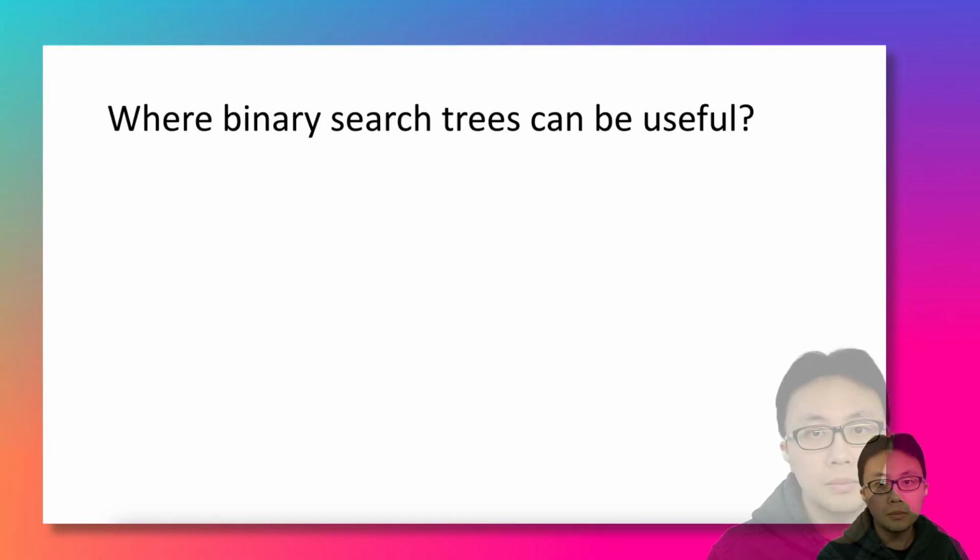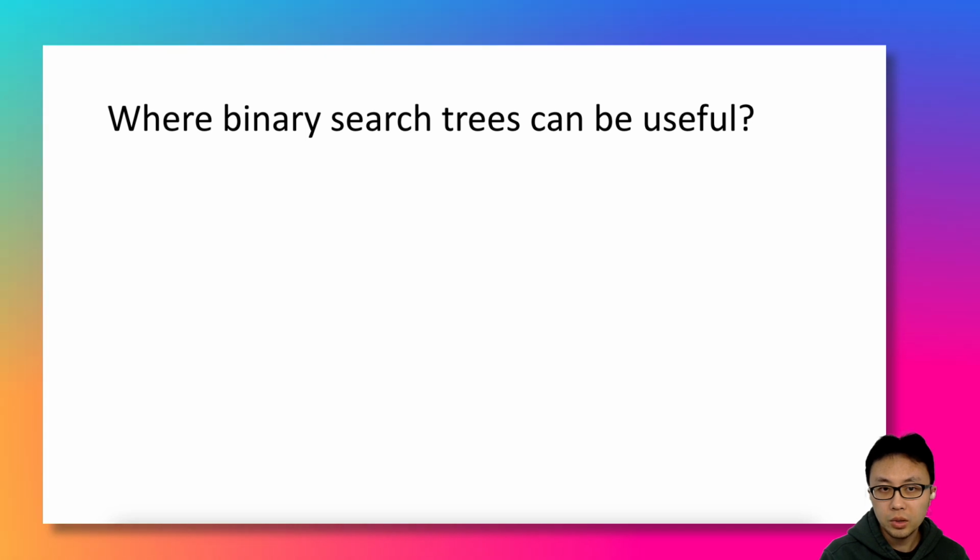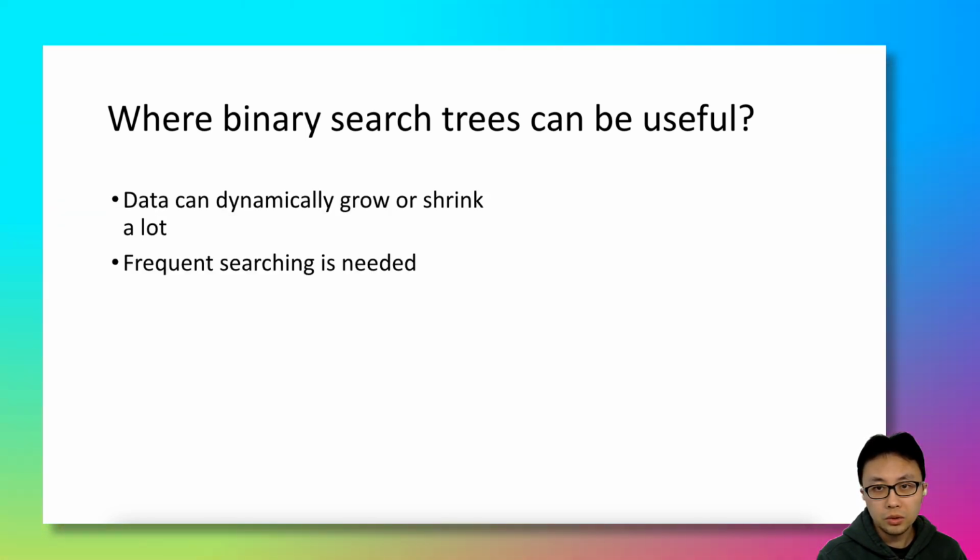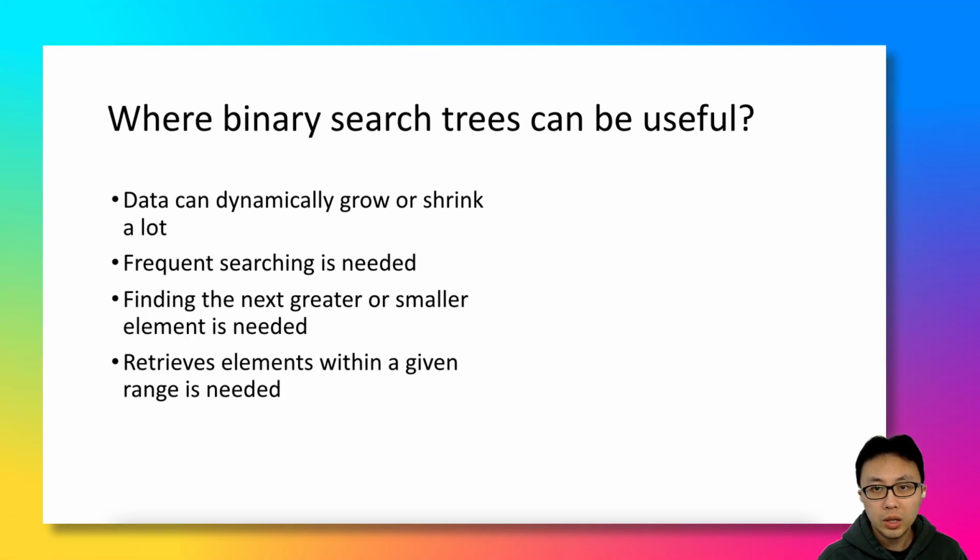Let's get started. So, when binary search trees can be useful. First, binary search trees support searching when you have a dynamic data. When your data grows or shrinks a lot, a binary search tree can also do that without needing to reallocate those memories. In contrast, the sorting algorithm relying on using arrays for data storage cannot do that, like a heap or merge sort.